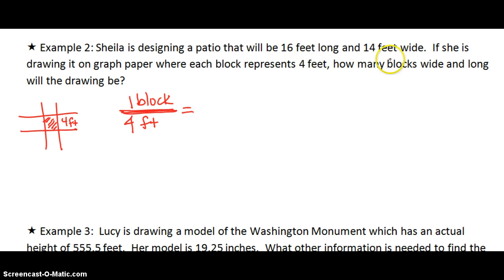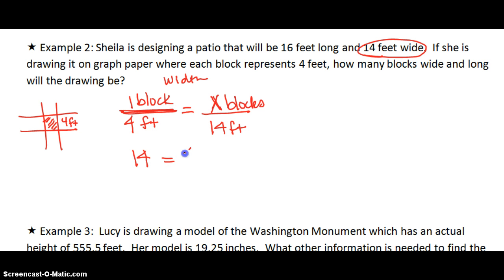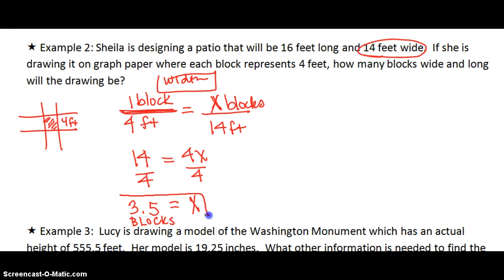So to find how wide and how long, the width here was 14 feet. So let's, in red, do the width. One block is 4 feet, and the real patio should be 14 feet wide. So how many blocks will that be? That's what we're looking for. When we cross multiply, 14 times 1 is 14, and 4 times x is 4x. When you divide by 4, it turns out to be a fraction, and x is 3.5. 3.5 what? 3.5 blocks to draw the scale of her width.